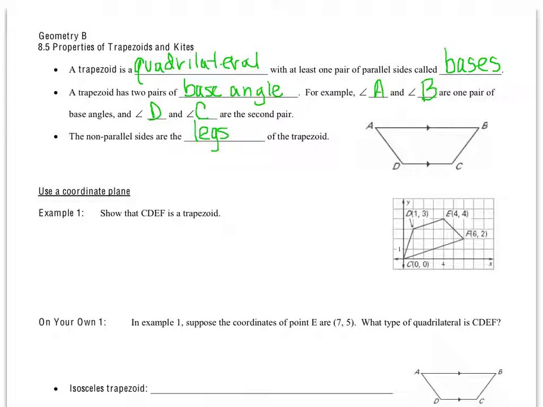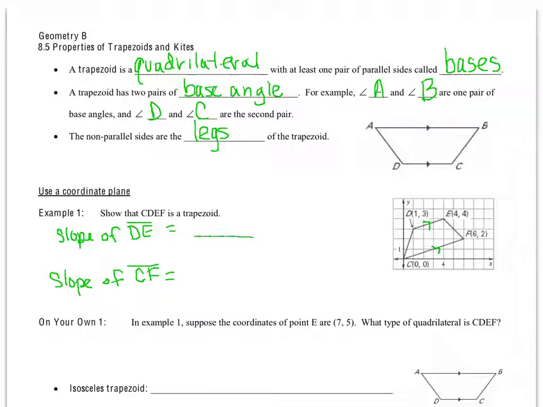So this first example shows that CDEF is a trapezoid. In order to do that, we have to show that this side and this side are parallel. And to do that, we use slope. So we're going to find the slope of DE first, and then we're going to find the slope of CF as well. And if they're the same, that means my two lines are parallel.